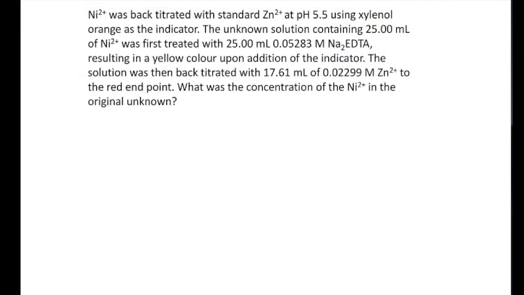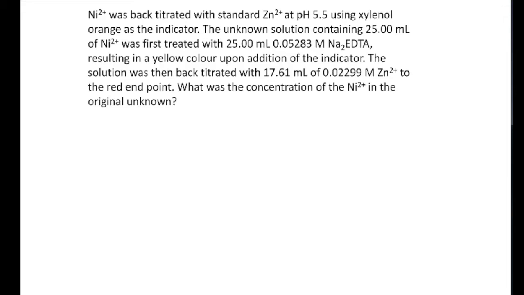So let's just go over a quick example of a back titration. Nickel 2+ was back titrated with standard zinc 2+ at pH 5.5 using xylenol orange as the indicator. The unknown solution containing 25 milliliters of nickel 2+ was first treated with 25 milliliters of sodium EDTA salt, resulting in a yellow color upon addition of the indicator. The solution was then back titrated with 17.61 milliliters of zinc 2+ to the red endpoint, and we're asked to determine the concentration of nickel in the original unknown.